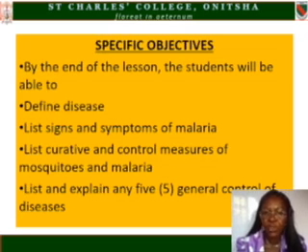Now, before we go on to the lesson, we have to have a look at the specific objectives. That's what you are expected to know after the lesson. By the end of the lesson, you, my students, will be able to: one, define disease; number 2, list signs and symptoms of malaria; 3, list curative and control measures of mosquitoes and malaria; then number 4, list and explain any 5 general control of diseases.